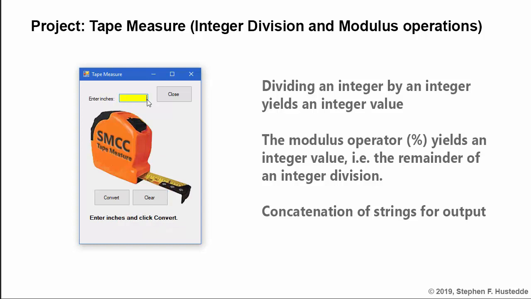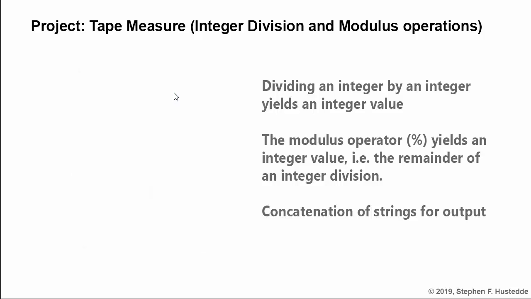Notice that it puts the focus in the text box here, and when the text box gets the focus, its background turns yellow. When it loses the focus, such as when I tab, it turns back to white. And then finally there's a close button here that will close the project when we're done. So let's take a look at this in Visual Studio.